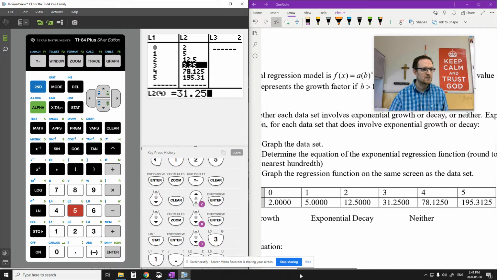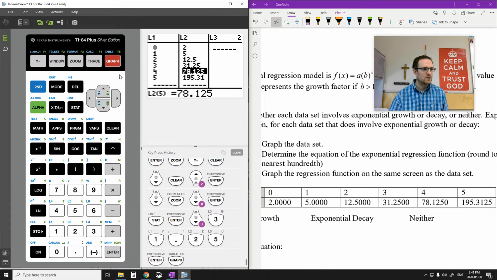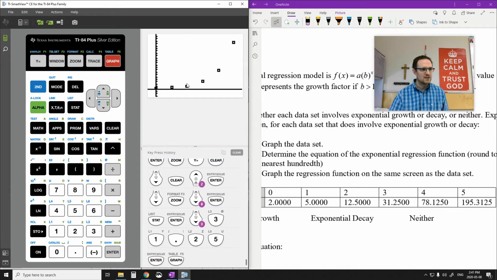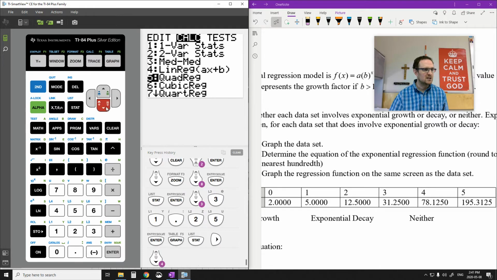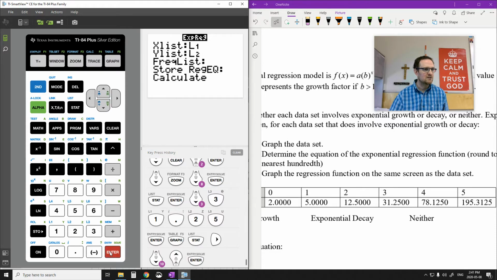31.25. Sweet. Okay, so now I have this data in there. Go graph there. I'll put the data points. Now this definitely looks like an exponential growth. All right, so what I'm going to do is go stat calc and just double check the R square value and see what it's like. So I'm going to go down here to EXP regression. Okay, so EXP regression. Hit enter on that.